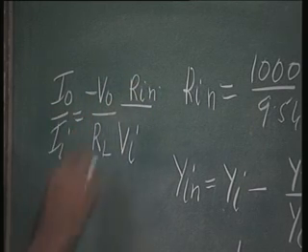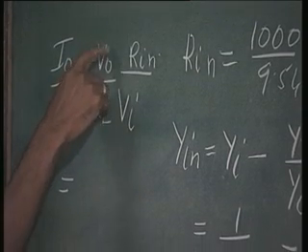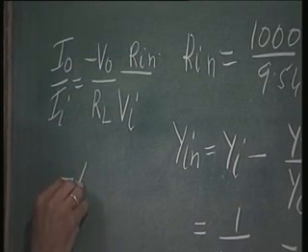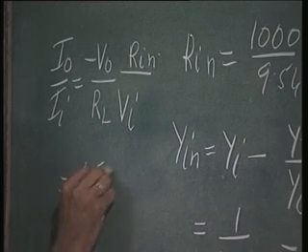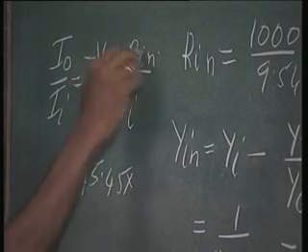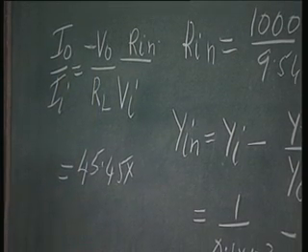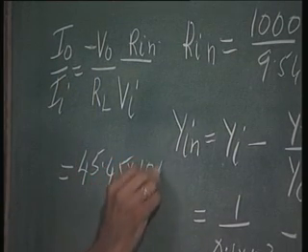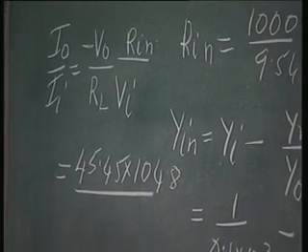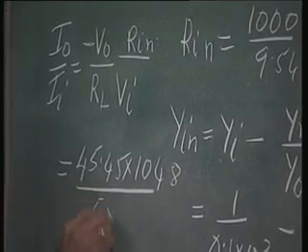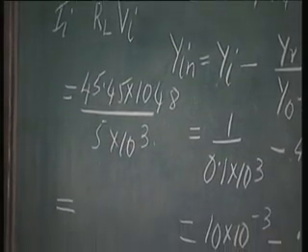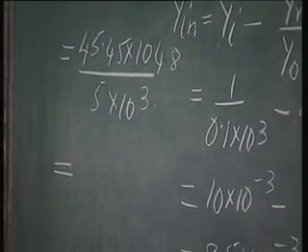So if you know the voltage gain, which is V0 over Vi, which has already been evaluated as minus 45.45, minus minus becomes plus, this into Rin. Rin is also evaluated as 1064.8, that divided by RL, which is given as 5 into 10 to the power 3. This is the current gain. How much is it? 0.95.